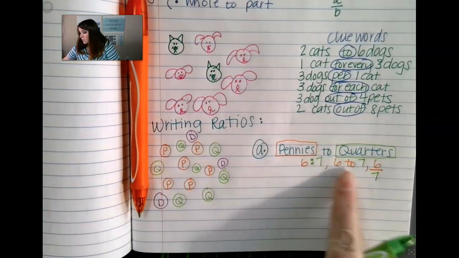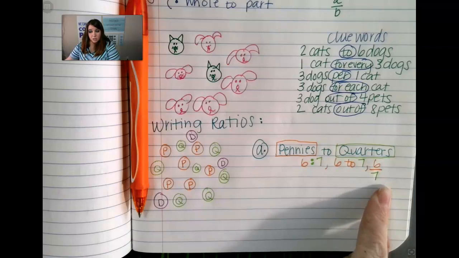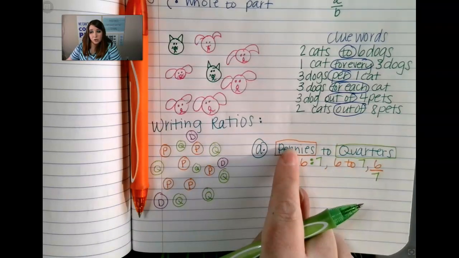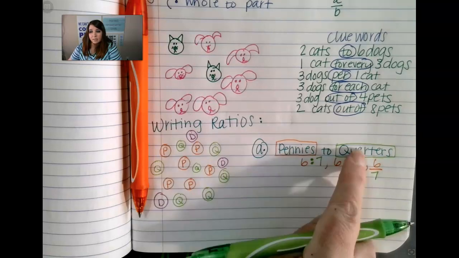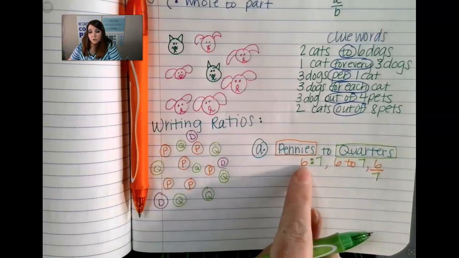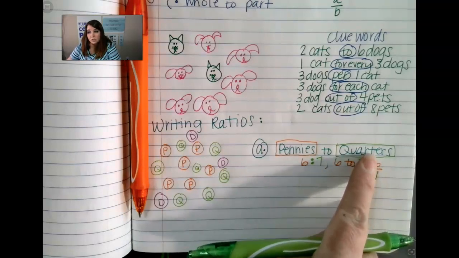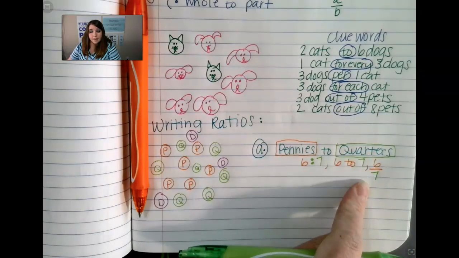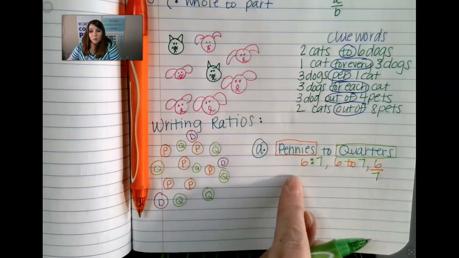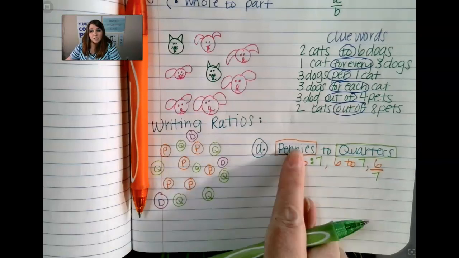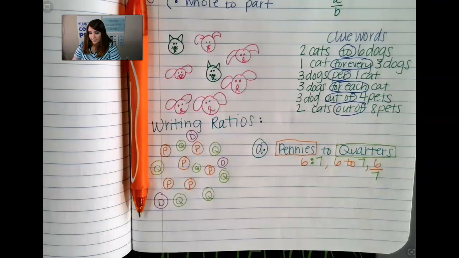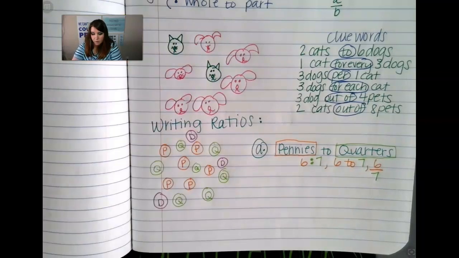All of these work as ratios as long as the pennies is first and the quarters is second. So pennies first, quarters second. This is an appropriate ratio for pennies to quarters. Okay, let's do another example.